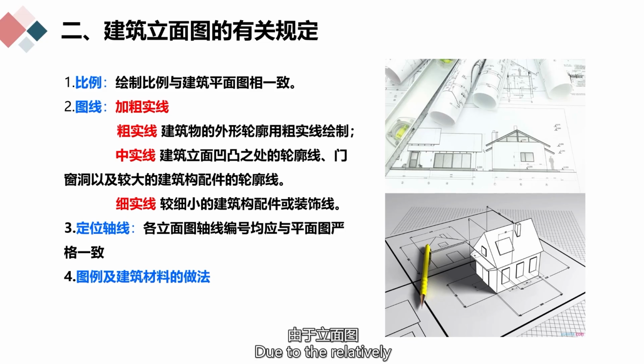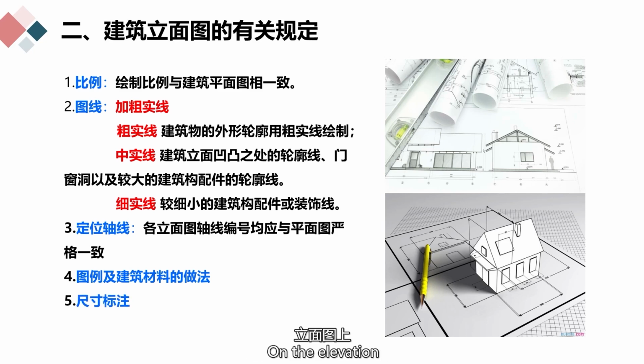Due to the relatively small scale of the elevation, details such as door and window leaves, eave structures, balcony railings, and complex wall decorations are generally represented by legends. Their structures and construction methods are separately illustrated by detailed drawings or described in writing. Therefore, conventionally, only one or two of these details are respectively drawn as representatives, and for the others, only the contour lines are drawn.